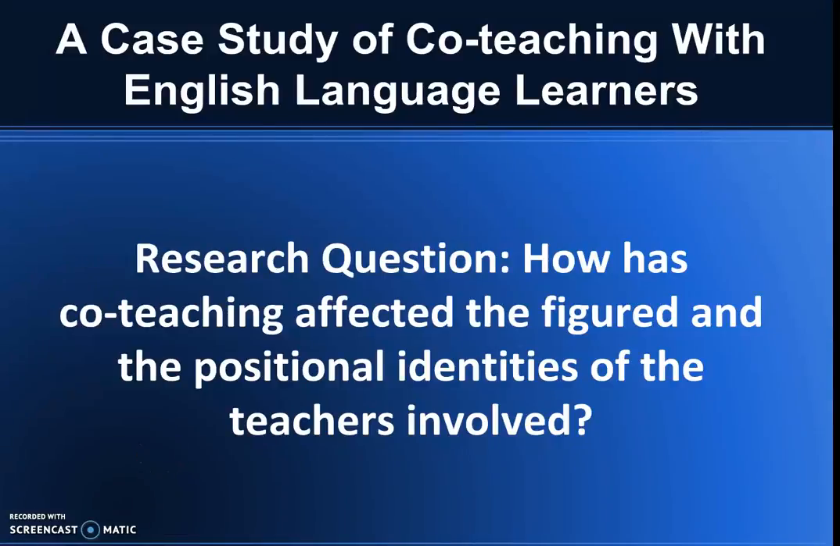Hi, my name is Betsy Van Beek, and I am presenting a case study of co-teaching with English language learners. My research question is, how has co-teaching affected the figured and positional identities of the teachers involved?